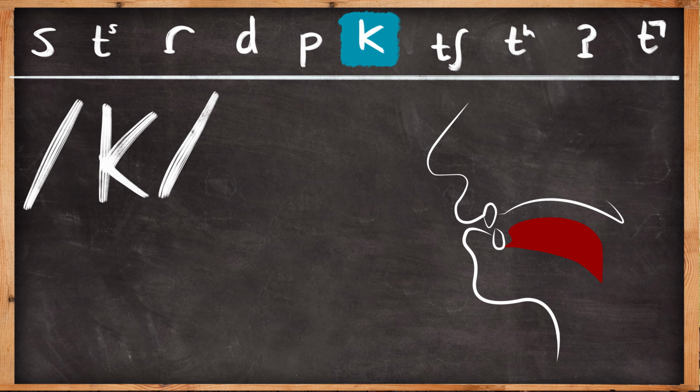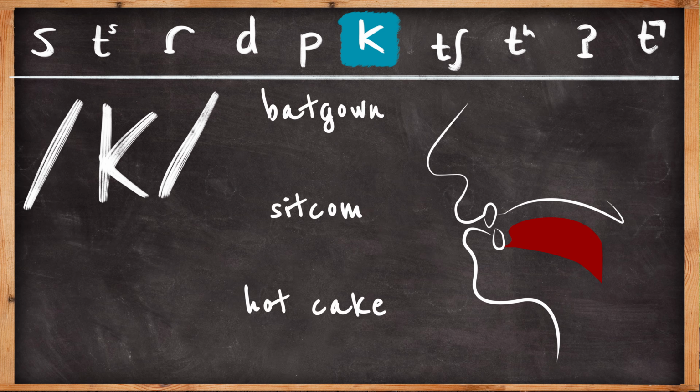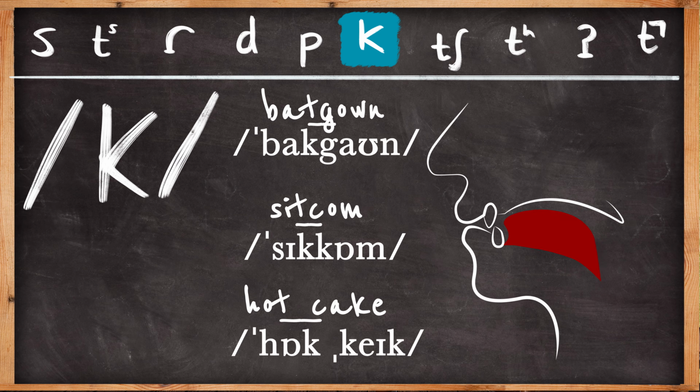6. K. In the same way that T turns into P, it also turns into an unreleased K when it's followed by a velar sound, K or G. Backgown, sitcom, hot cake.